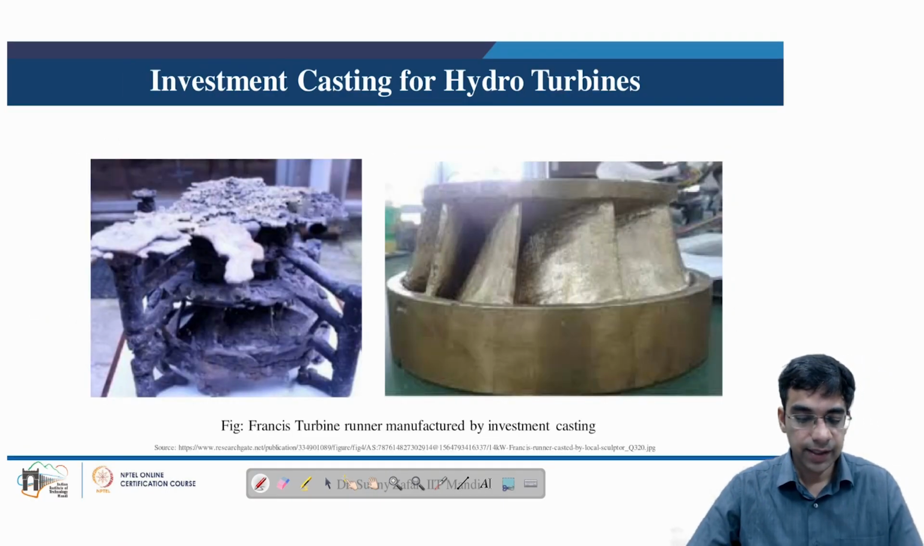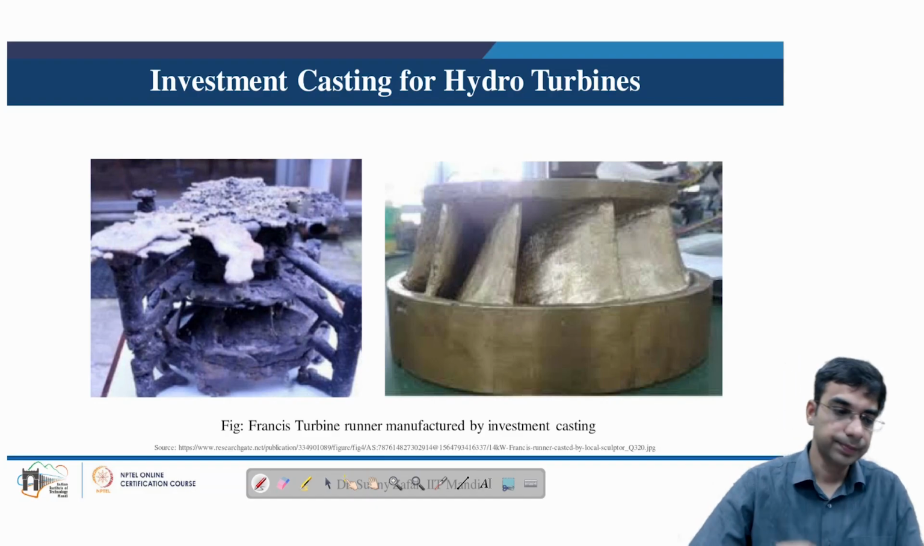Here we can see different photographs of a Francis turbine runner which is manufactured using investment casting. We can see the relatively smooth surfaces on the turbine runner formed by investment casting, and we can see how the complex shaped blades are also effectively cast using the investment casting route.